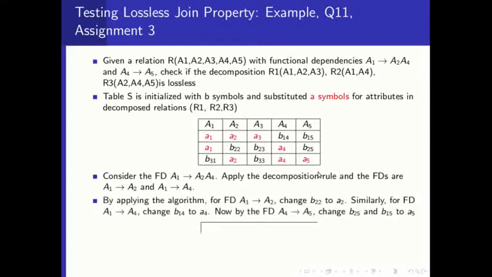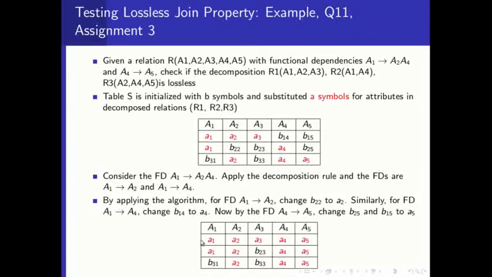Now the resulting rows are like this. That is, you got a row completely with A symbols. Therefore, this decomposition is a lossless join decomposition. That is, it has been written what are the things done.